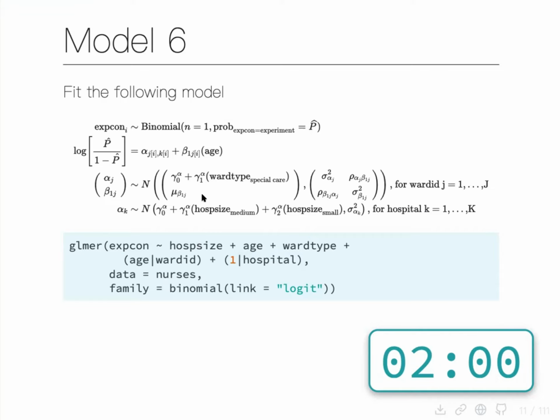Okay. So whether it's random or not is in the subscript, right? So that's always going to be there. Ward type is just a fixed effect, but it's at a different level. So this is at the nurse level, right? Whereas this is at the ward level. Does that help? I'm not sure.